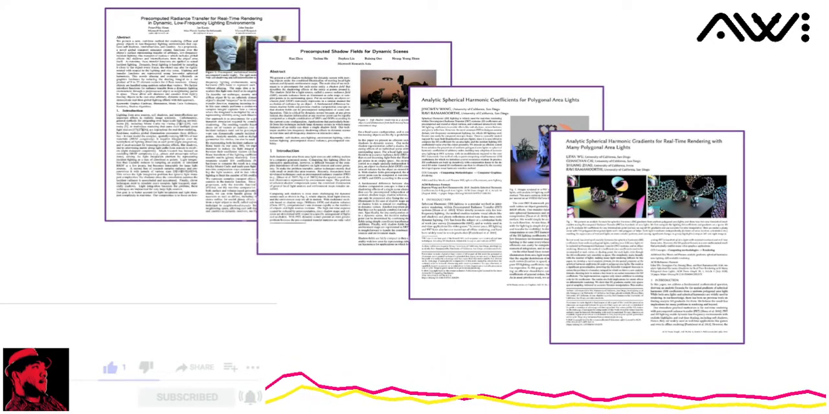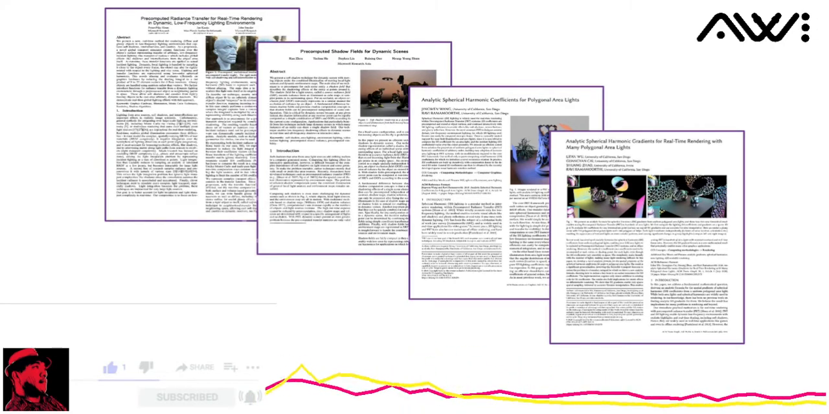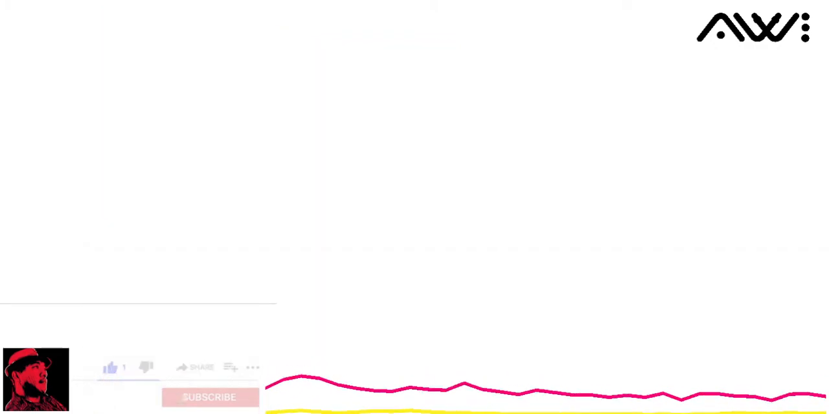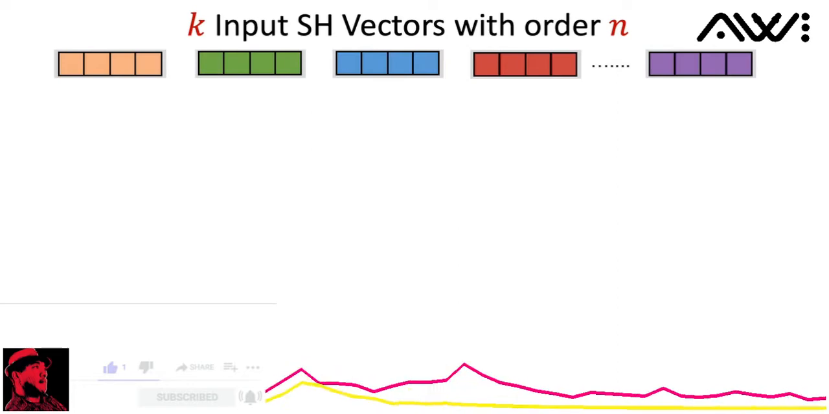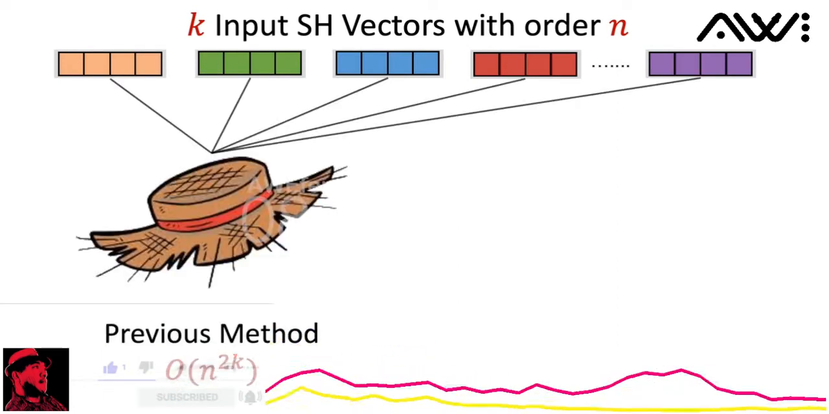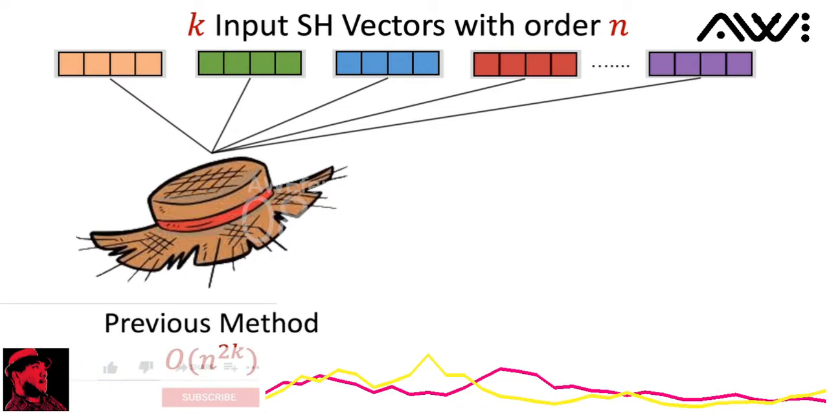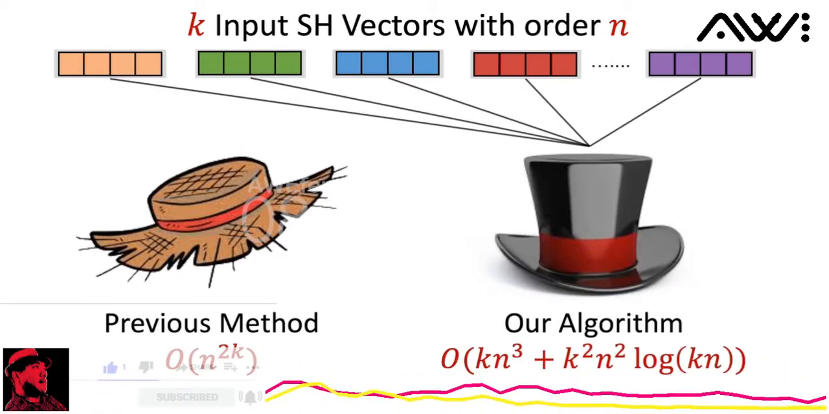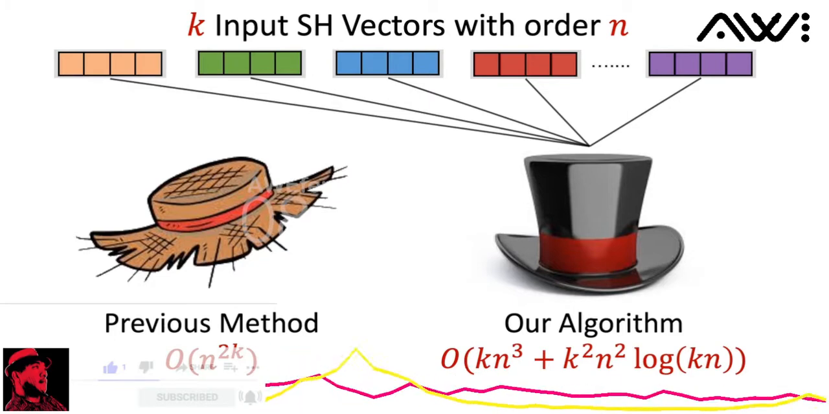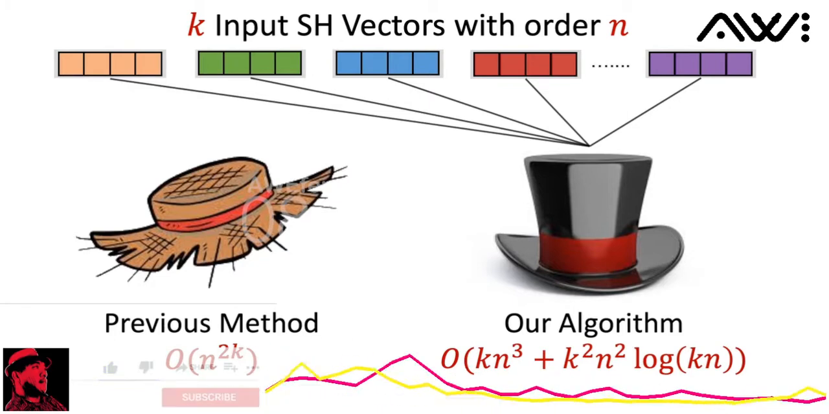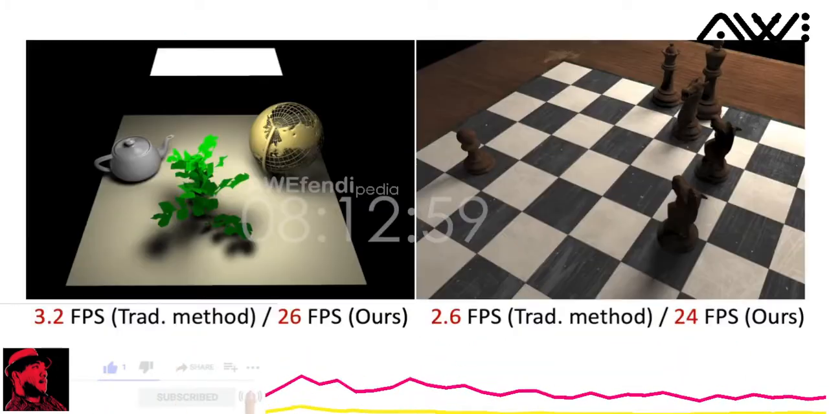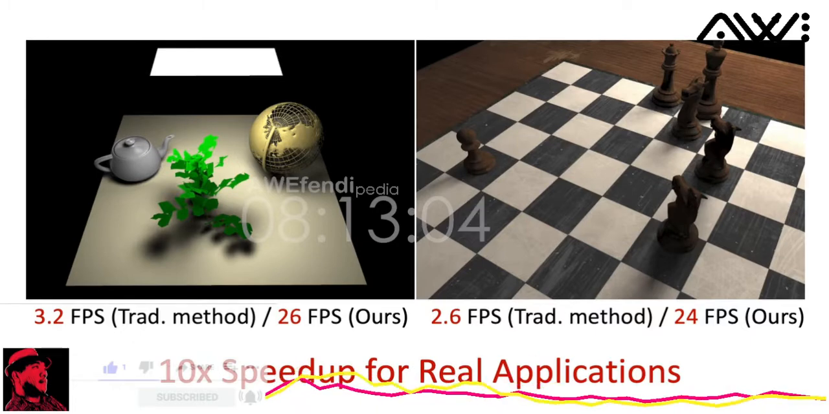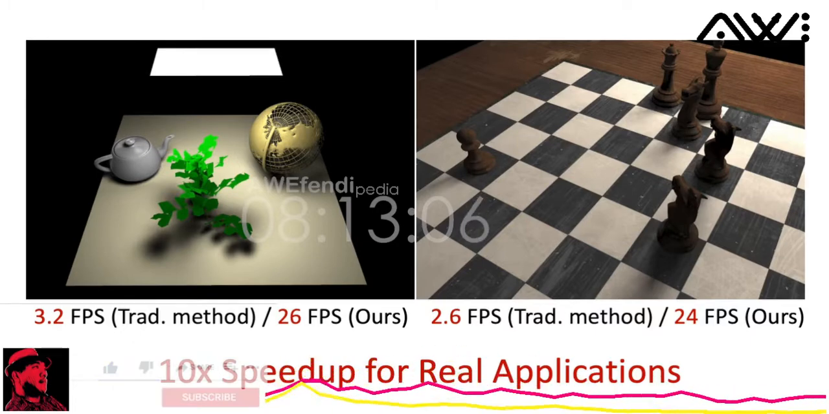Spherical harmonics have been proven as a powerful tool for rendering, but computations of SH products are often the bottlenecks. For k input SH vectors with order n, the brute force wave-form product takes n to the power of 2k time. But our method just has a time complexity of kn cubed plus k squared n squared log kn, which is much cheaper than the previous method. For real applications, our method could reach 10 times speedup. Thanks for listening. Please come to our talk for more details.